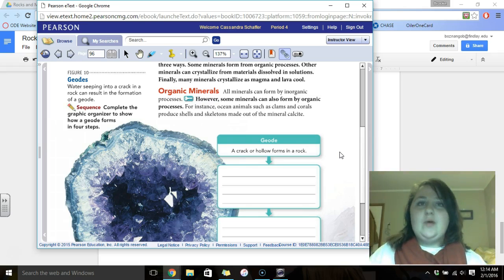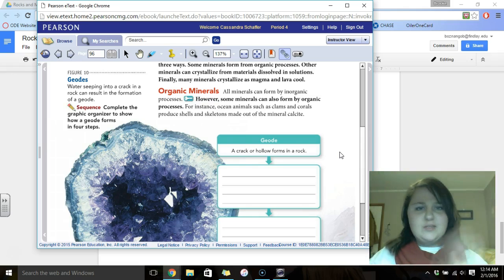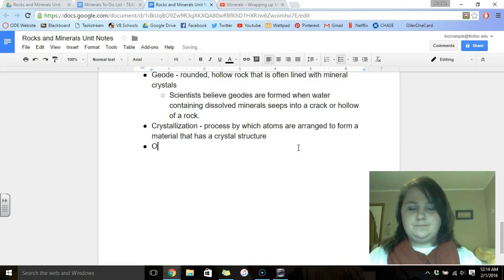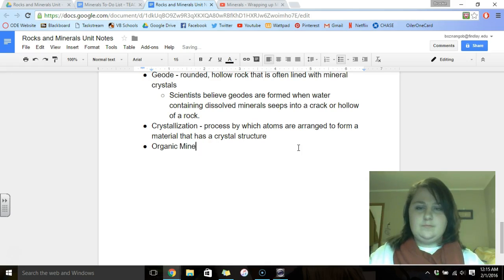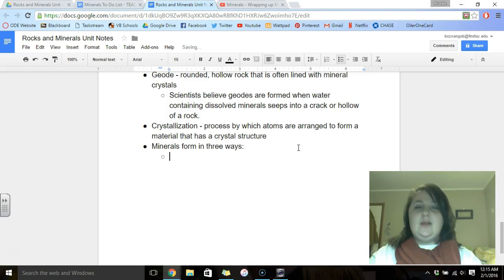Oh boy. So right now, I'm thinking in my head, this is kind of confusing. It told us before that it had to be inorganic, but now it's telling me that it can be organic also. So let's first put this in our notes. So actually, instead, I'm going to put minerals form in 3 ways. And then I'm going to list them underneath.